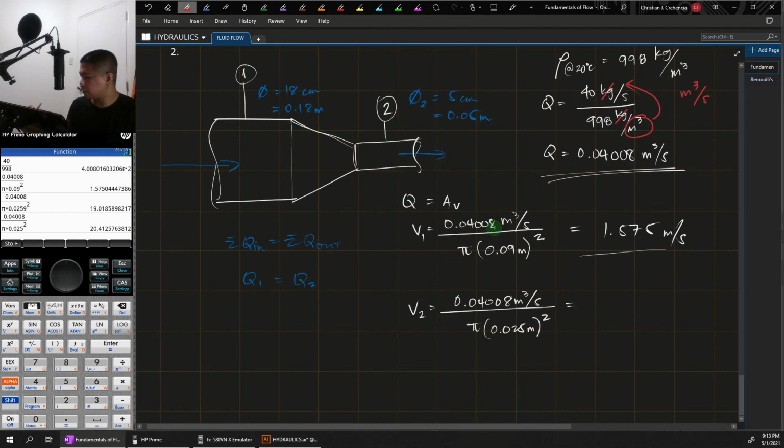So naman natin maka-cancel to. So again, meter squared, then may meter cube. Yan. So pwede natin i-cancel to, magiging meter na lang. Okay, so ganun din dito sa V2. Then V2 is equal to 20.413 meter per second.